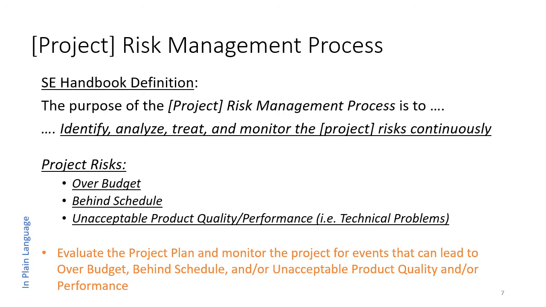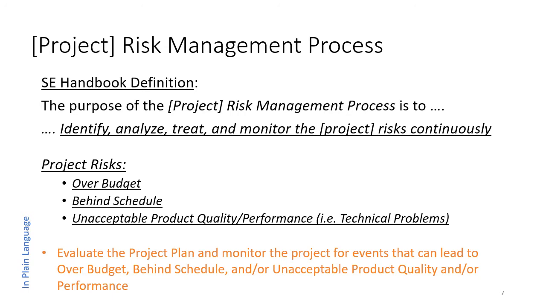The System Engineering Handbook, Chapter 5.4, is somewhat of a long chapter, and there's a little bit of redundancy, I think, in the chapter. So we're going to treat the high points. The purpose of the project risk management process, according to the handbook, is to identify, analyze, treat, and monitor the project risks continuously. So we want to build a project plan. We want to know what the risks are in the project plan. We want to identify them, analyze them, and then we want to come up with mitigation plans. And then as the project is executed, we want to monitor and address any issues that occur.